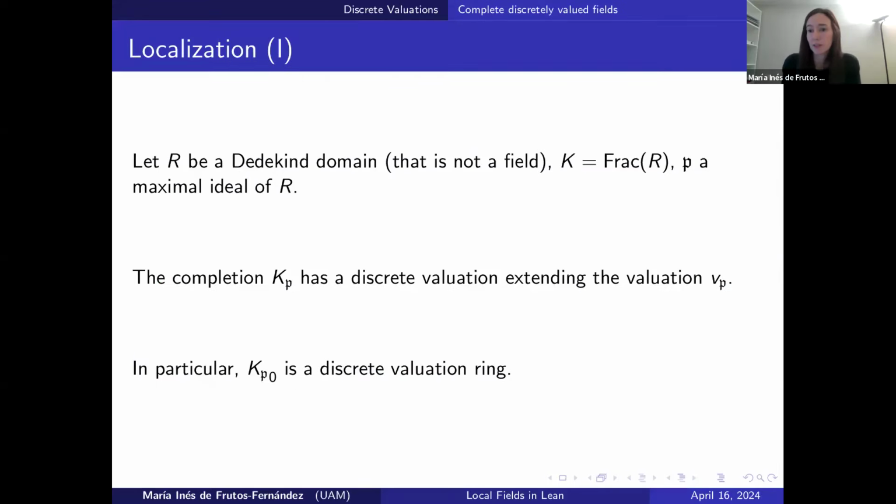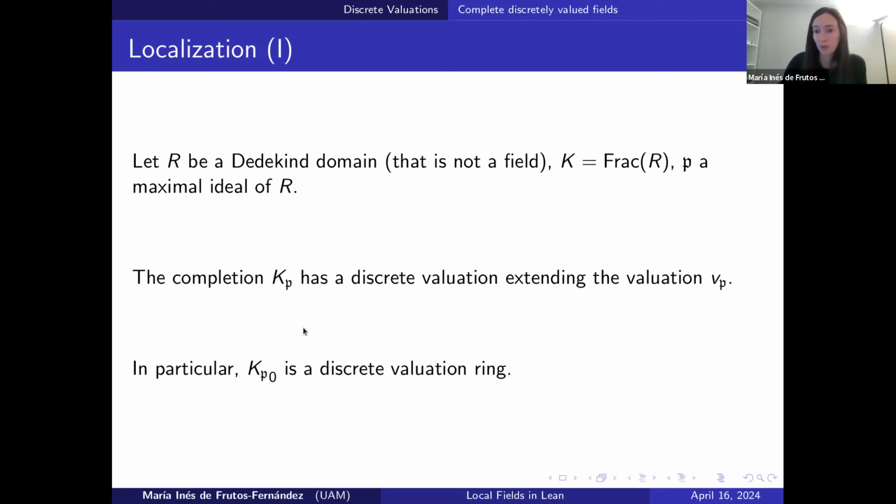The next few results have to do with completions. So again, now if we start with the Dedekind domain R, I'm going to assume that R is not a field, because Mathlib's definition of the Dedekind domain includes fields, but I want to exclude them for this definition. So R is a Dedekind domain, K is the fraction field of R, and then P is a maximal ideal of R.